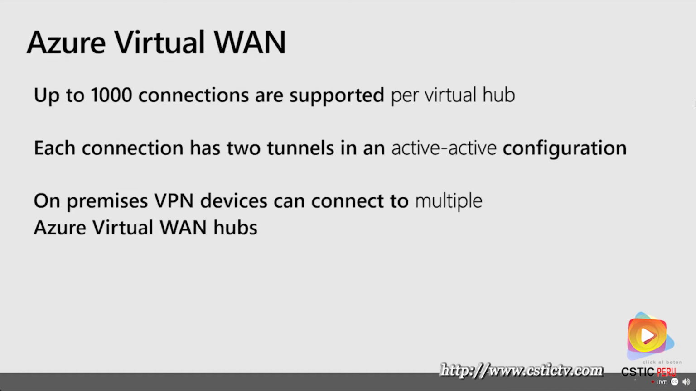It's important to know with Azure Virtual WAN, you can have up to 1,000 connections per virtual hub, but each connection has two tunnels in an active configuration. So it has two network tunnels going all the time that your traffic is going to be split between, giving us a level of redundancy, but it means that we don't have a secondary connection that's sitting there dormant, not being used. Also, our on-premises VPN devices can connect to multiple Azure Virtual WAN hubs.